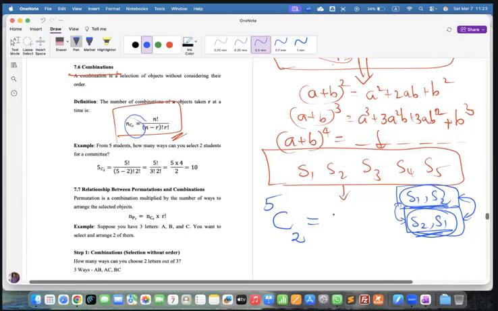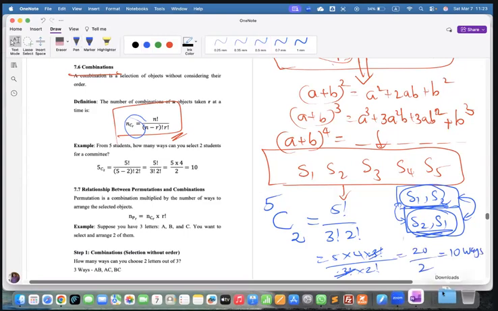So 5C2 means, from 5 objects, we need to select 2 objects. 5 factorial over (5 minus 2) factorial times 2 factorial, which is 3 factorial into 2 factorial. 5 factorial is 5 into 4 into 3 factorial, divided by 3 factorial into 2 factorial. The 3 factorial we can cancel. 5 into 4 is 20, and 20 divided by 2 factorial, which is 2, gives 10. There are 10 ways we can make the groups, right?